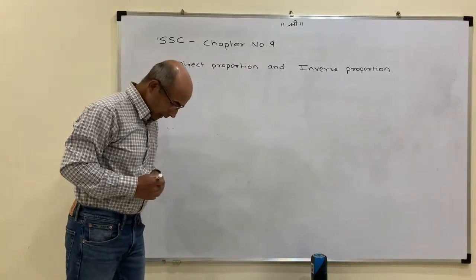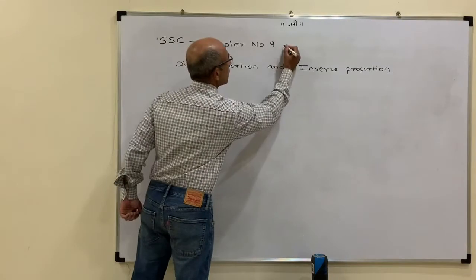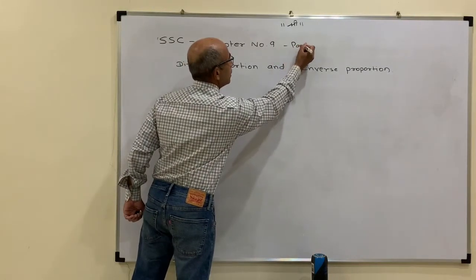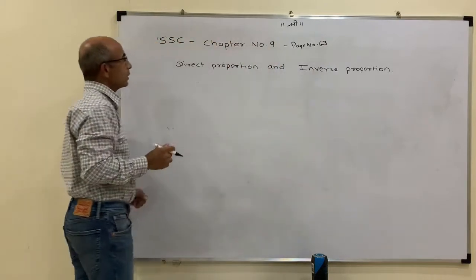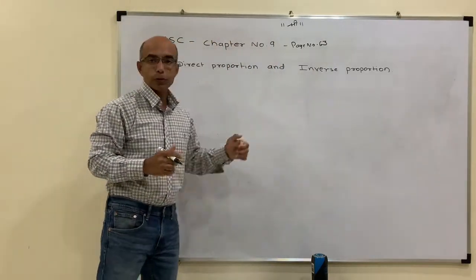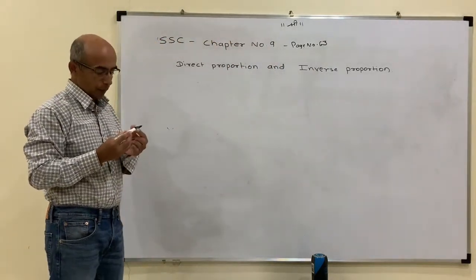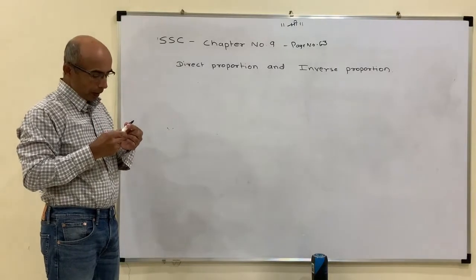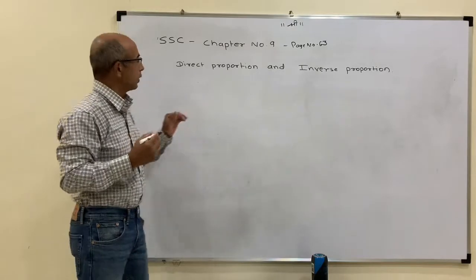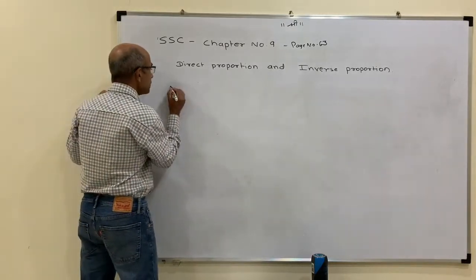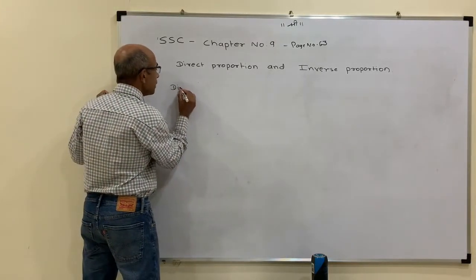The page number is 63. And the name of the chapter is direct proportion and inverse proportion. Now let's look at what is direct proportion and what is inverse proportion. So first let's understand direct proportion.